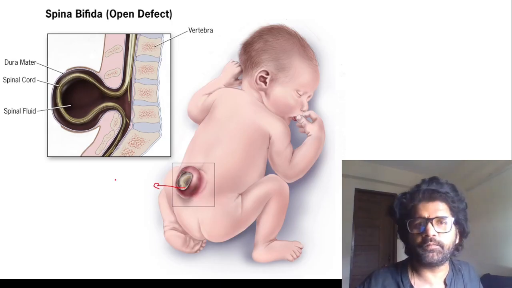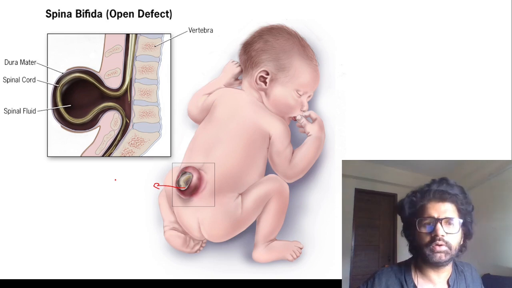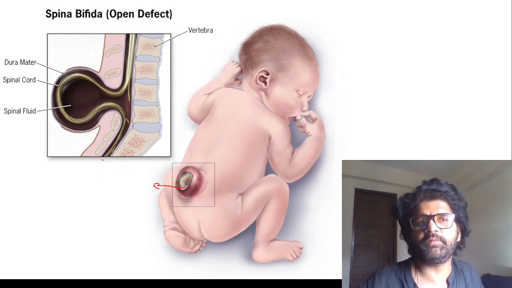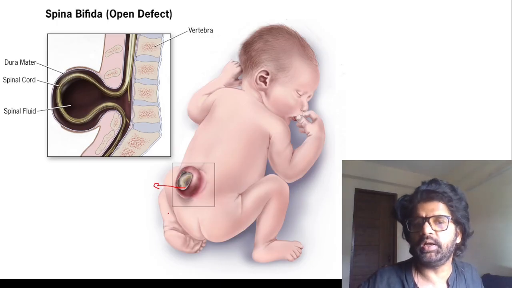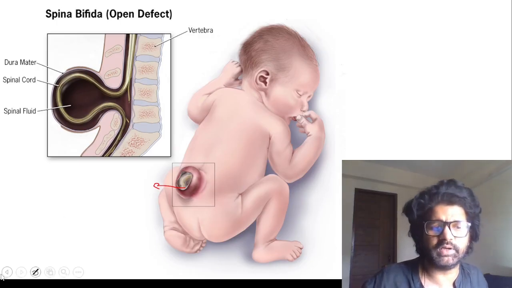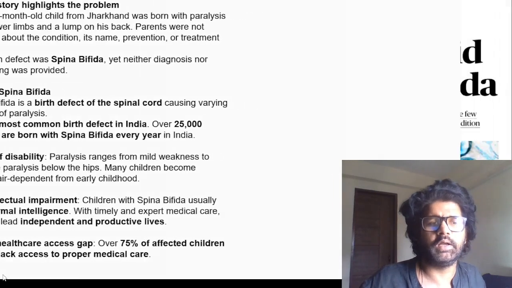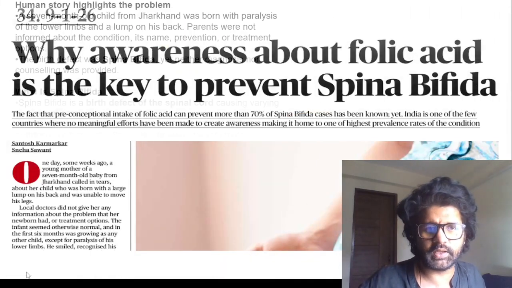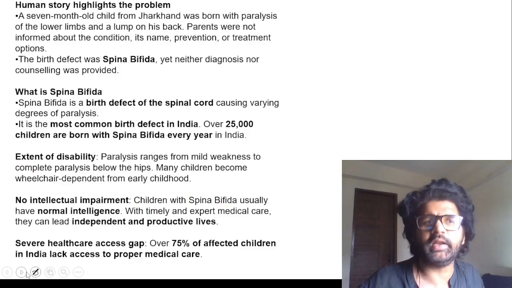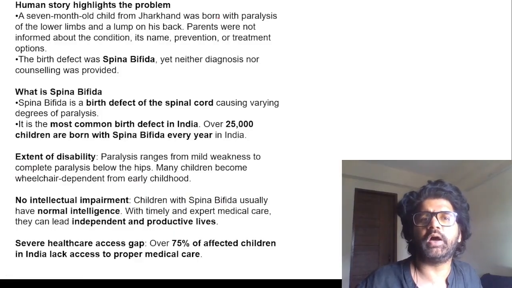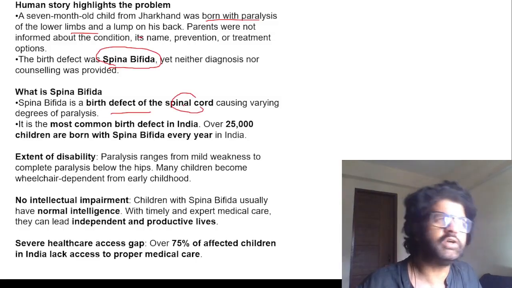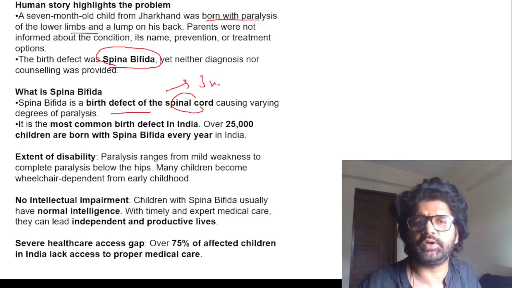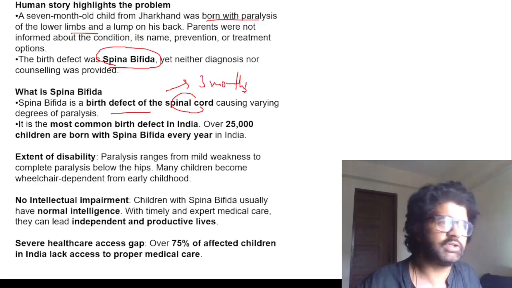If you give folic acid supplements and food fortification, it prevents these kinds of open defects. It does not impact the intelligence of the kid, but it can impact his moving capacity in different ways. So remember spina bifida and folic acid supplementation. Worldover, they're doing it. In India, a 7-month-old child from Jharkhand was born with paralysis of the lower limbs, and the birth defect was spina bifida, a birth defect of the spinal cord. It generally happens during the first trimester, the first 3 months of the mother's pregnancy.